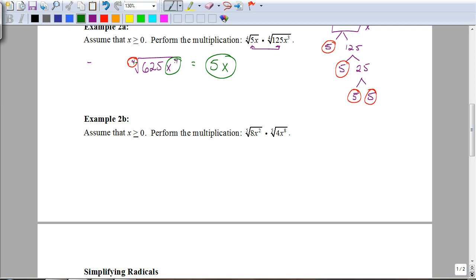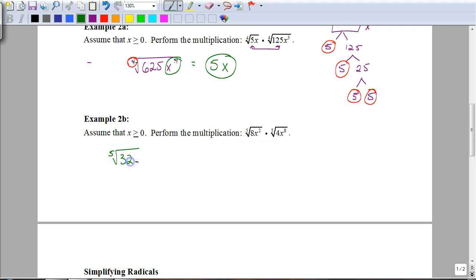Okay, so let's see how well you did. Let's multiply these together. So I have the fifth root of 8x squared times the fifth root of 4x to the 8th. This one's easier to do in our head. Again, they have the same root, so the root's going to stay the same. It's going to be the fifth root.